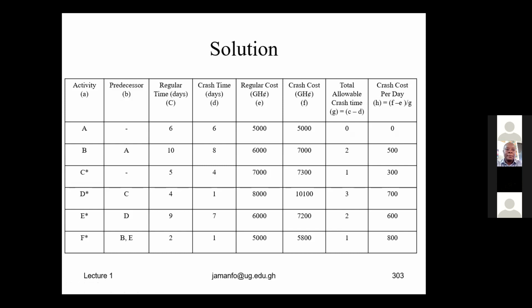And remember, I have said to you that for you to do crashing, you need this table. And for this table, right from A, B, C, D, up to F, all these figures will be given to you. What you compute is the last two columns, the total allowable crash time and the crash cost per day. So you compute this. Okay?